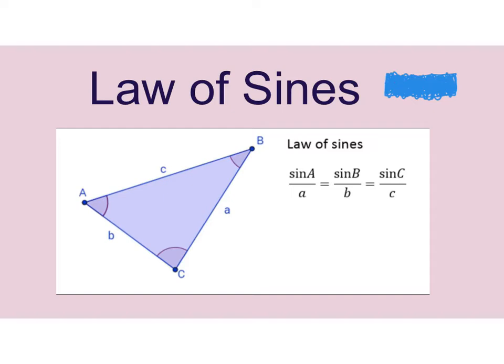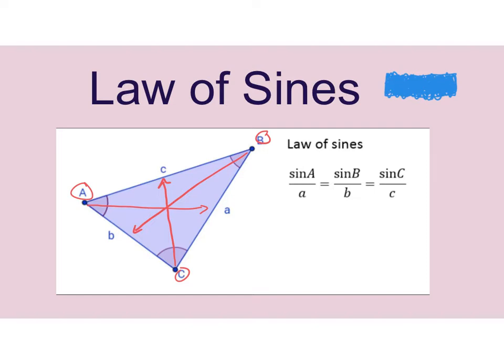Now, when we label triangles, we label the vertices, or the corners of the triangles, with capital letters. In this case, we label them with A, B, and C. The side opposite of angle A is called little a, the side opposite of angle C is called little c, and the side opposite of angle B is called little b. You can set up the ratio.